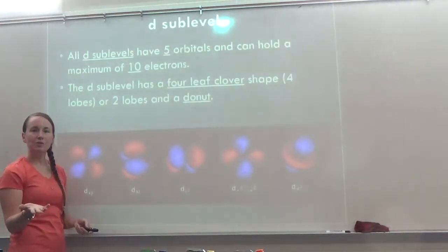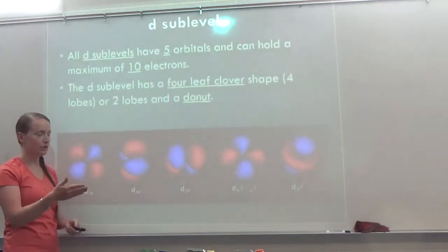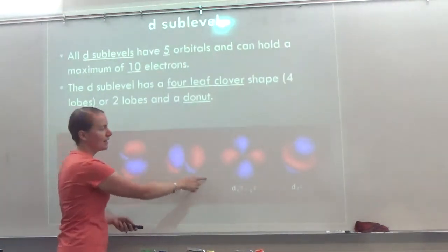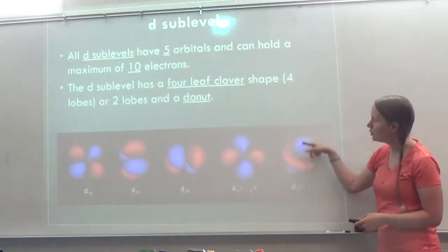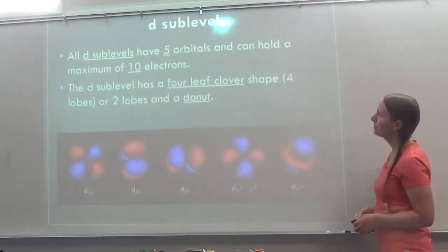So when I show you how to do electron configuration, we aren't drawing pictures. We're going to list numbers and letters, so it makes it a little easier. You'll either see the 4 lobes, which is kind of like a 4-leaf clover, or you'll see 2 lobes with kind of a donut around the middle. Okay, so maybe you can remember d for donut.